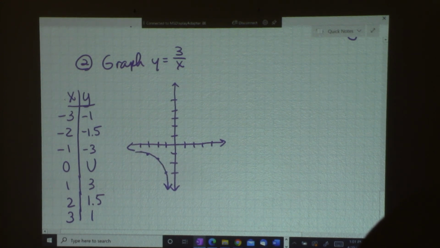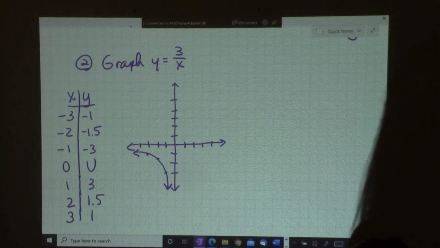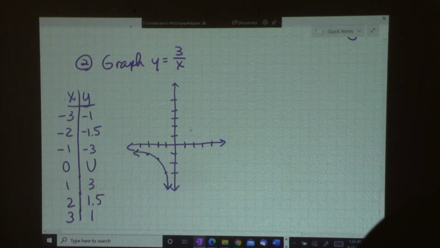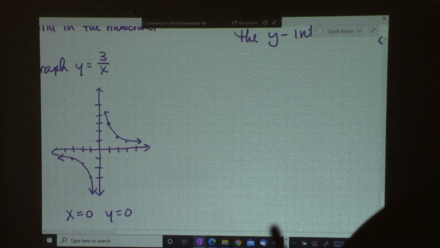I'm going too fast. See, that's a lesson to you. Your teacher is going too fast. She makes a mistake. So you have to go slow with this. All right. 1, 3. 2, negative 1, 3, 1, and there's my graph. Okay, and my asymptotes are y equals 0 and x equals 0. I didn't ask you for that, I'm just throwing that in. Okay, number 3.